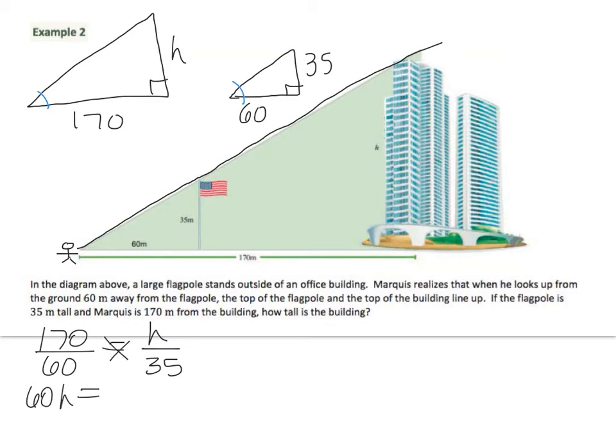60h equals 5950. Divide both sides by 60. I have h equals 99.2 meters. That reminds me, I'm not sure if I used units in our opening exercise. Make sure you write down your units when you're working these problems.